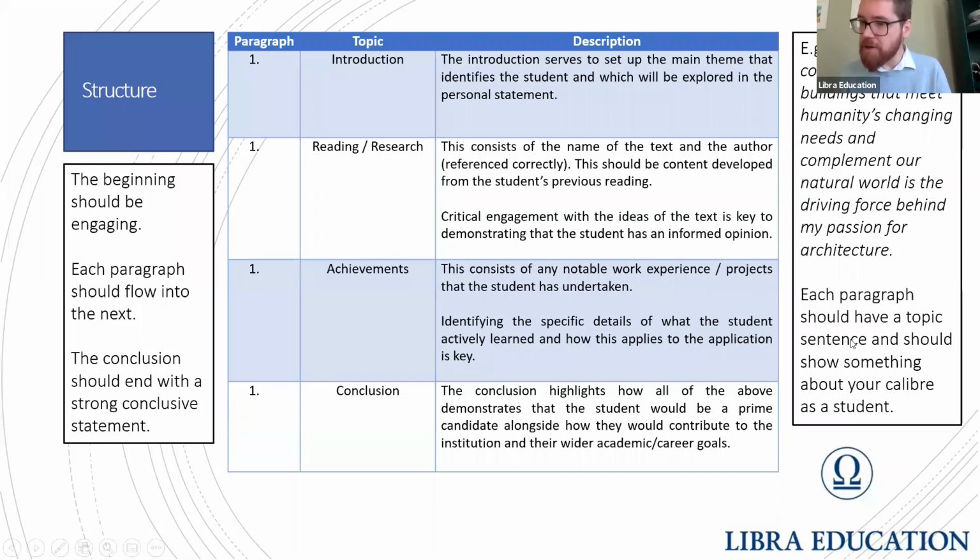And then lastly, each paragraph should have a topic sentence. So this means that it should be very clear from reading the first sentence of the paragraph what this paragraph is about. So in the case of reading and research, it might be, I was fascinated by Spiller's book on the nature of engineering, and you'd have the name of the text in quotation marks, and you would obviously have the author's name referenced correctly with a capital letter at the start. So each paragraph should very clearly show what you're talking about. Okay, let's move on then from structure.